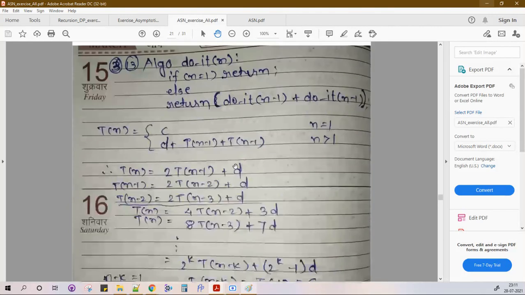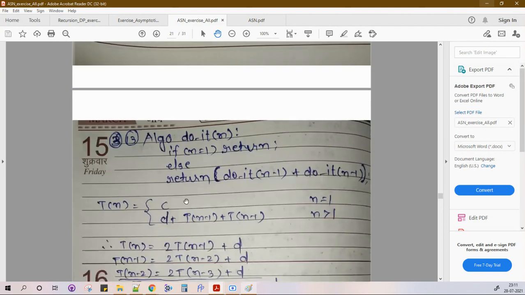Let's take one more example. I'm not going into a program now. We just have this recursive equation, and we need to find out the order. What is the order of this algorithm?